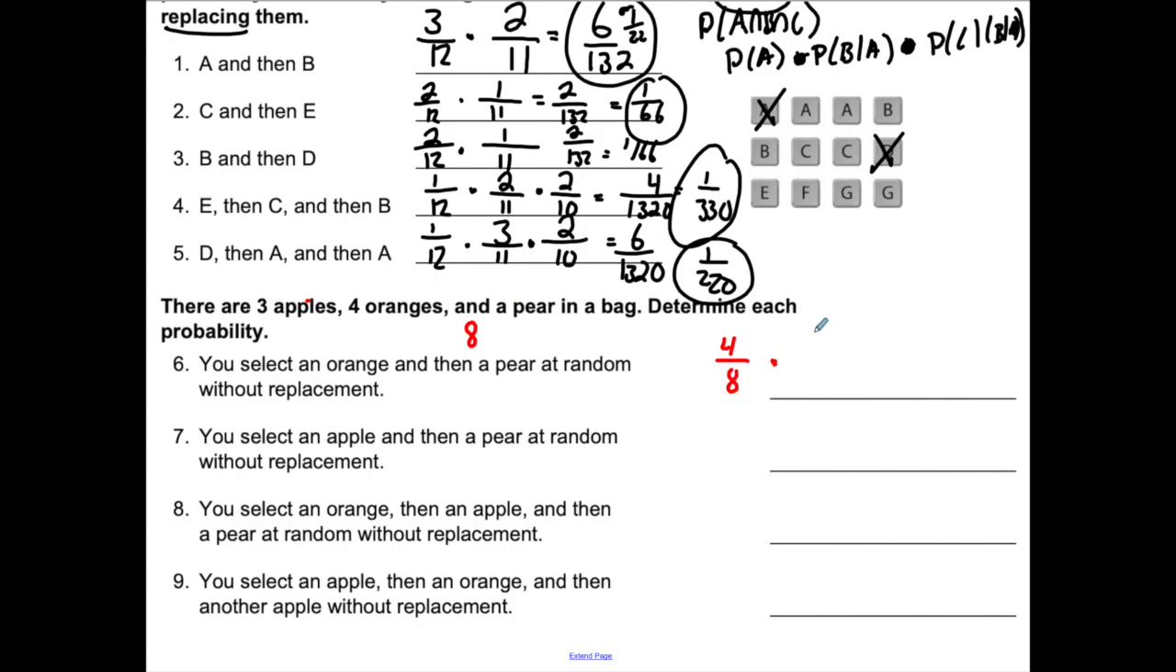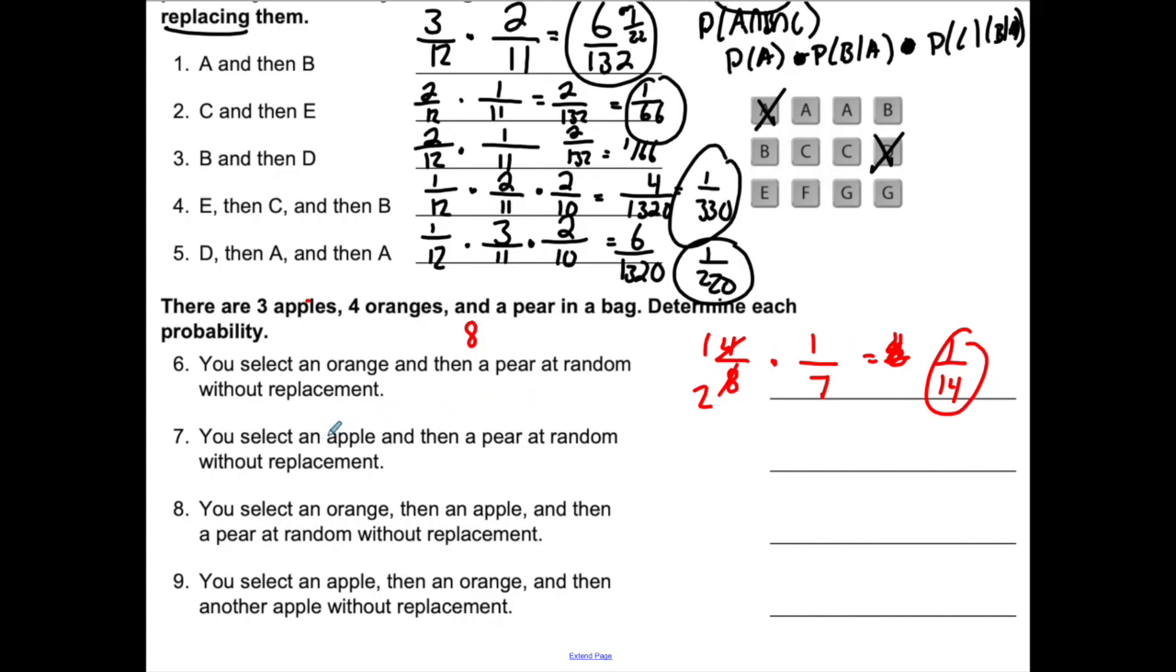Times the probability that you select a pear, given that you've already selected an orange. So the fact that you've selected an orange reduces the bag size to 7, and then one of those 7 is a pear. So you get 4 out of 8, and actually we'll simplify that to 1/2, and then this becomes 1/14.